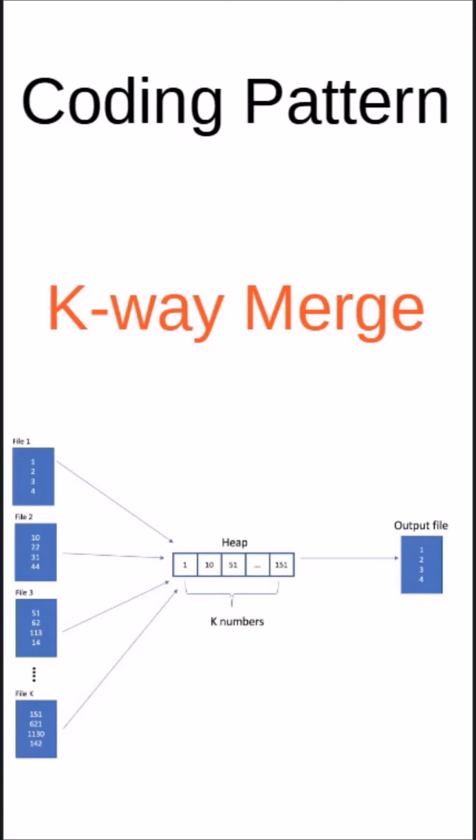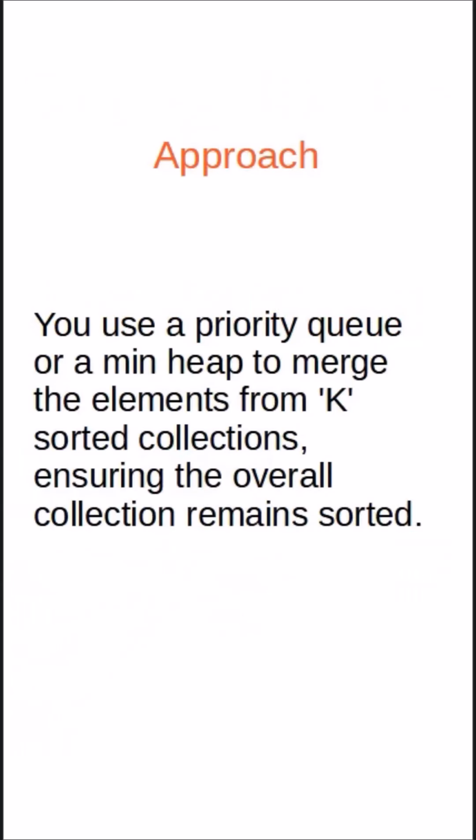Let us explore the K-way Merge pattern, a powerful technique for merging k sorted arrays efficiently into a single sorted array. So how does it work? We use a priority queue or a min heap to merge the elements from k sorted collections, ensuring the overall collection remains sorted.